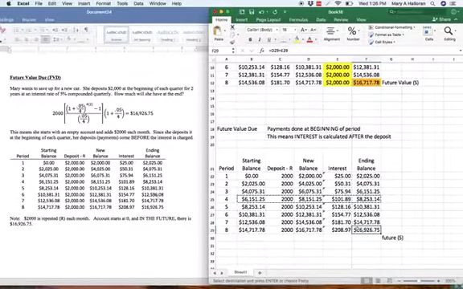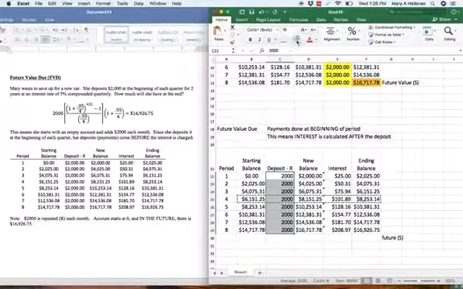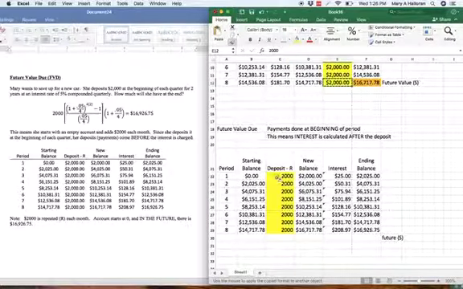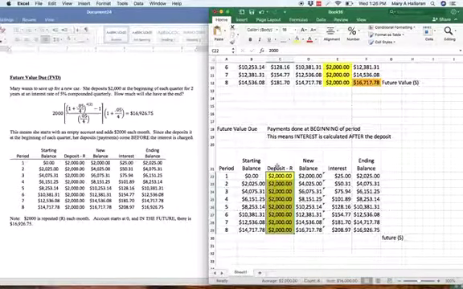And lo and behold, this was the formula I used. Let's take a peek at what's going on. This was the amount that I was putting in every month, 2,000 bucks. It was my repeated amount. They were my quarterly deposits. At the end, I had a future value.